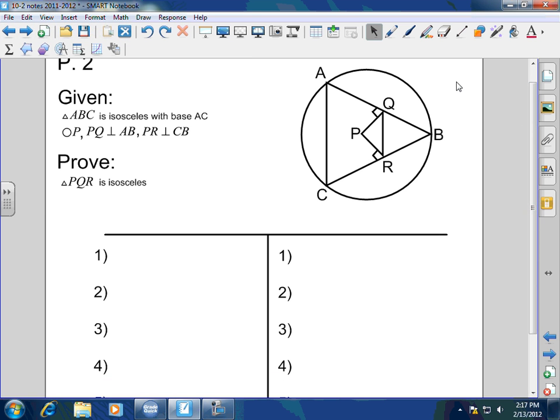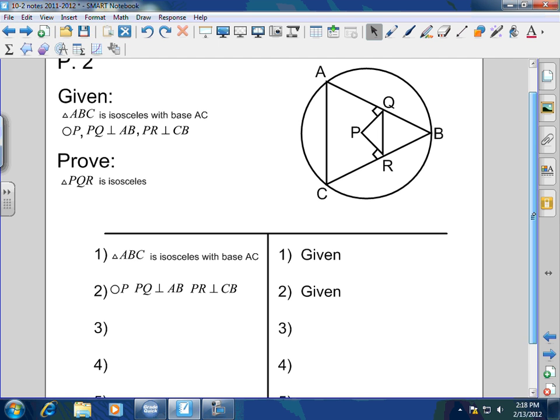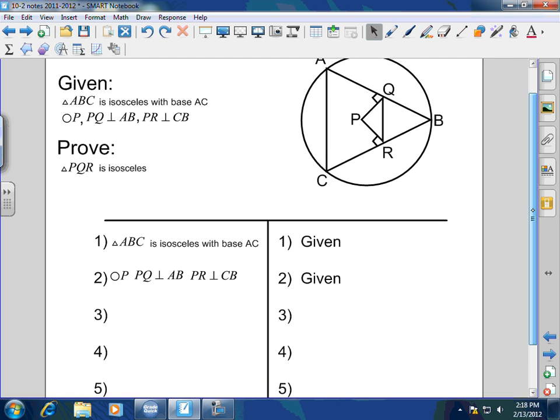Here we have the following givens. ABC is an isosceles triangle with base AC. So, okay, of course, that's simple enough. Given. Next, we have circle O. We have PQ is perpendicular to AB. We got PR is perpendicular to CB. And all that is given as well. All right. Now we have a lot of information here, so let's see how we can use this.